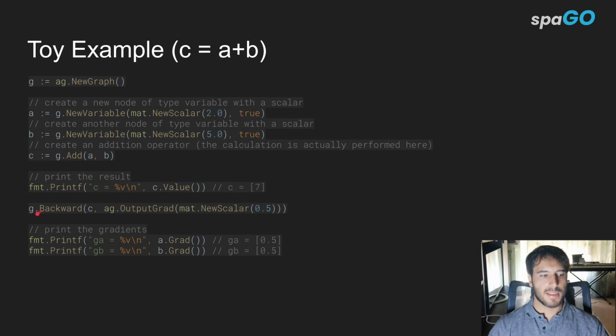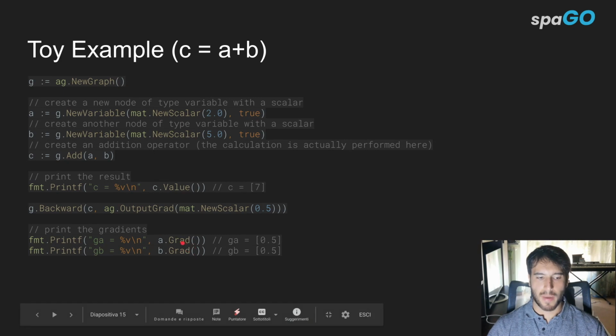We can ask the graph to backward that node with arbitrary gradients, for instance 0.5, and because of the properties of the derivative of the addition operation, we have the same gradients back to node A and node B.